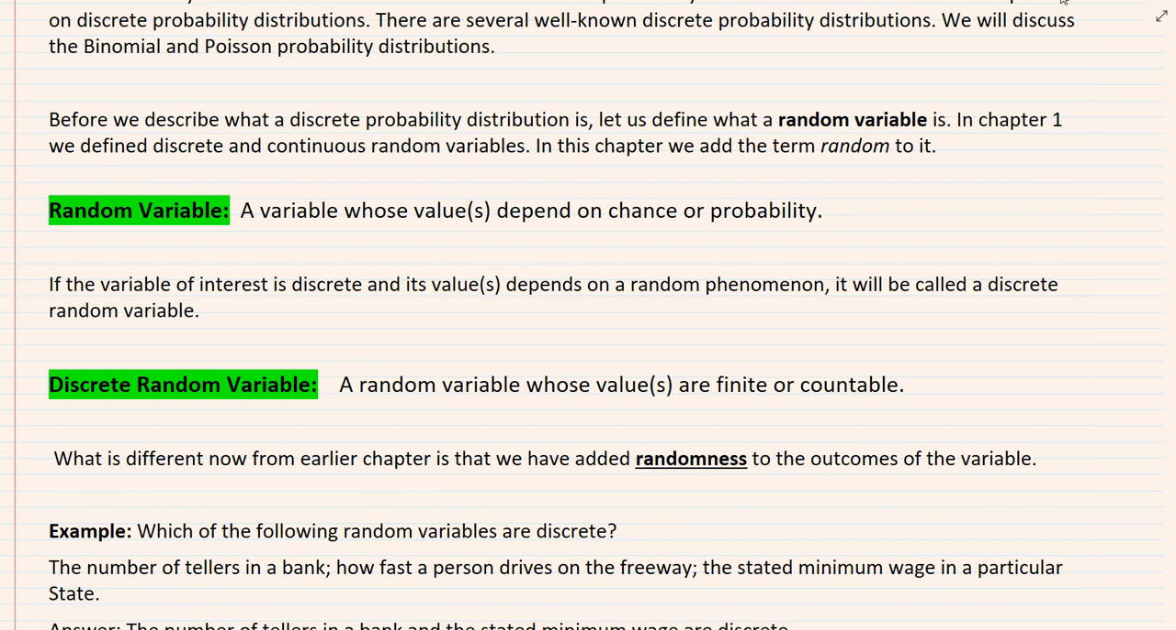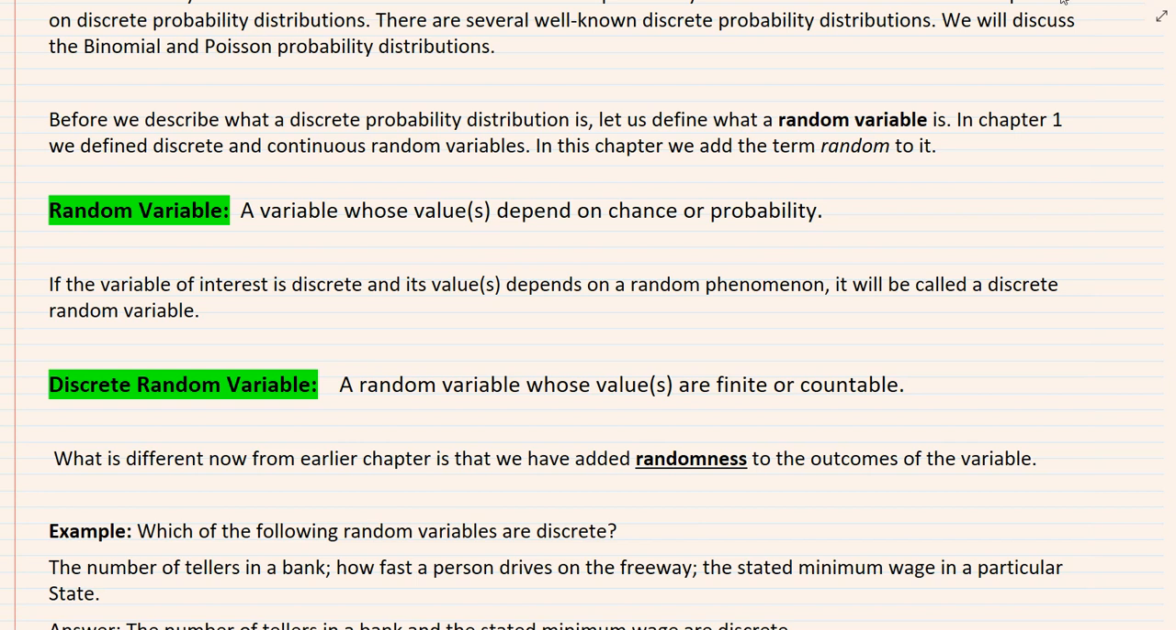So the first part of the example, the number of tellers in a bank. Now the number of tellers is going to be a count, right? Could be 0 if there are no tellers, 1 or 2, 3, depending on how many tellers there are in a given bank. Because that is simply a count, it qualifies as a discrete random variable.